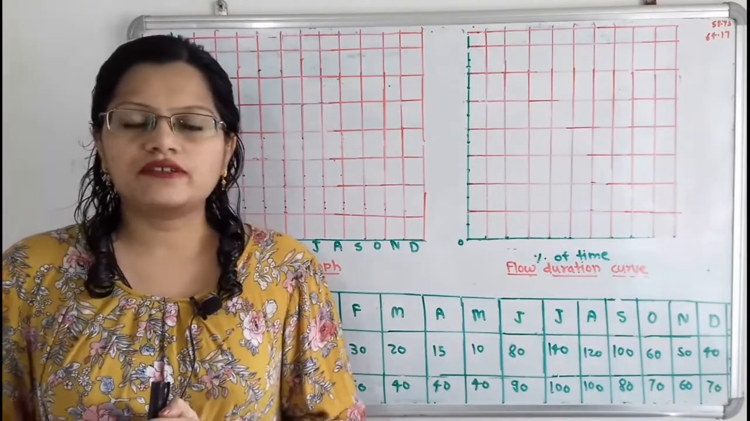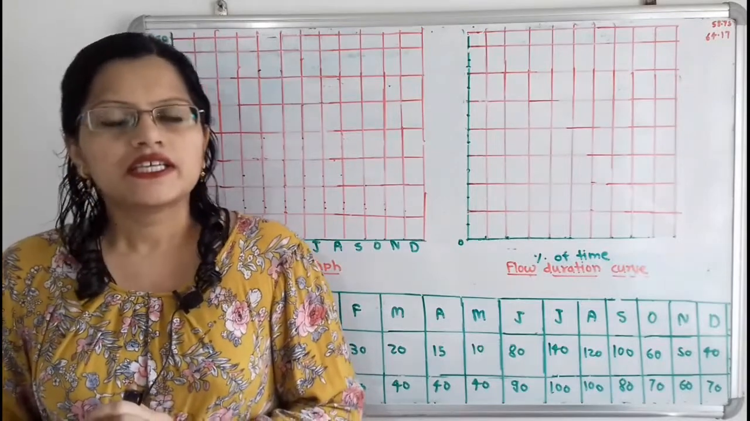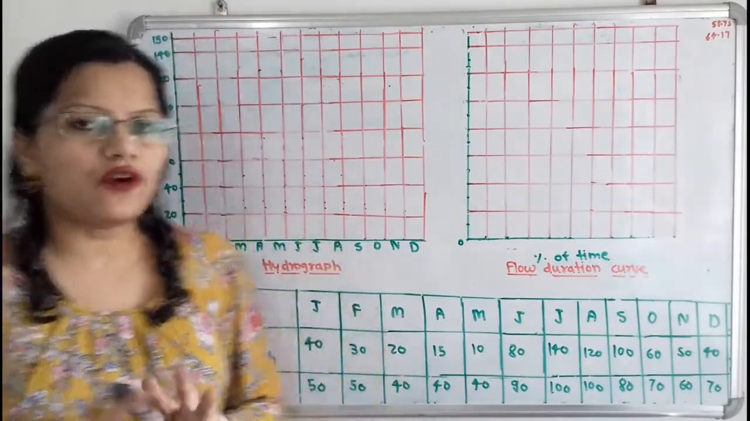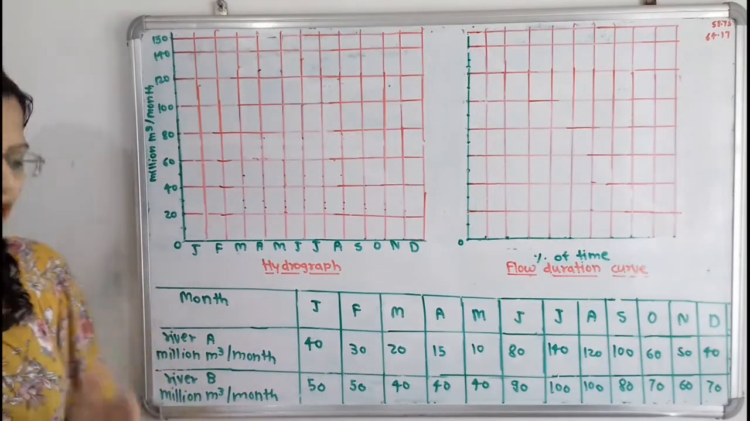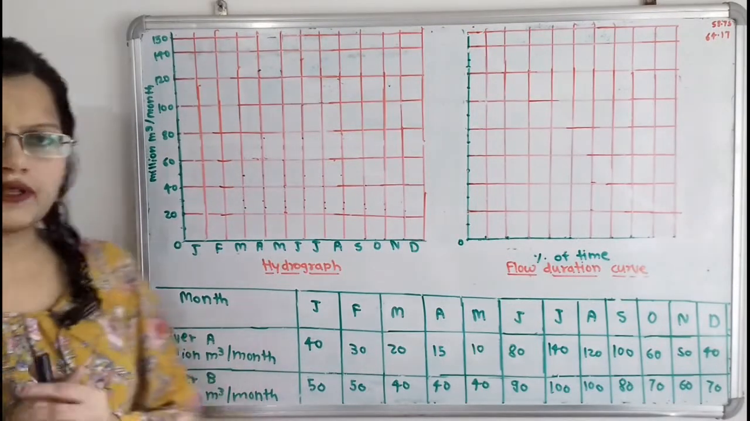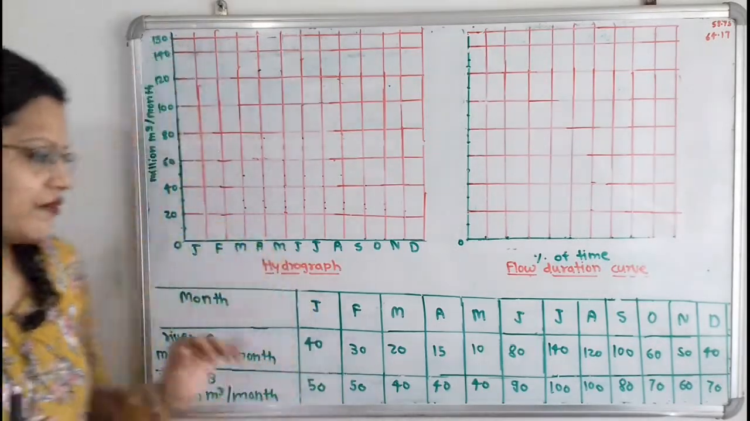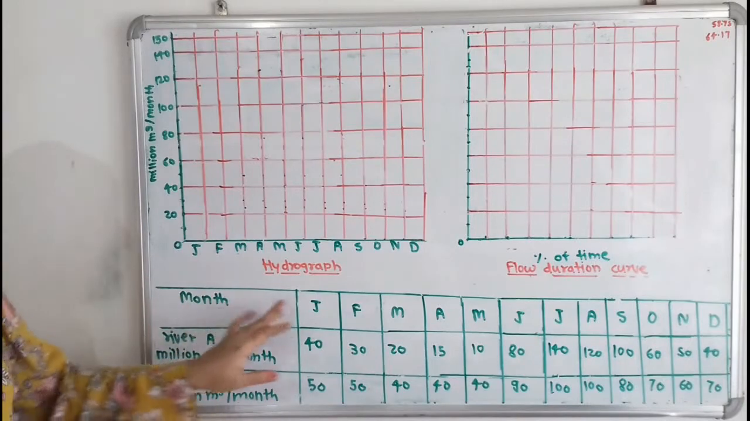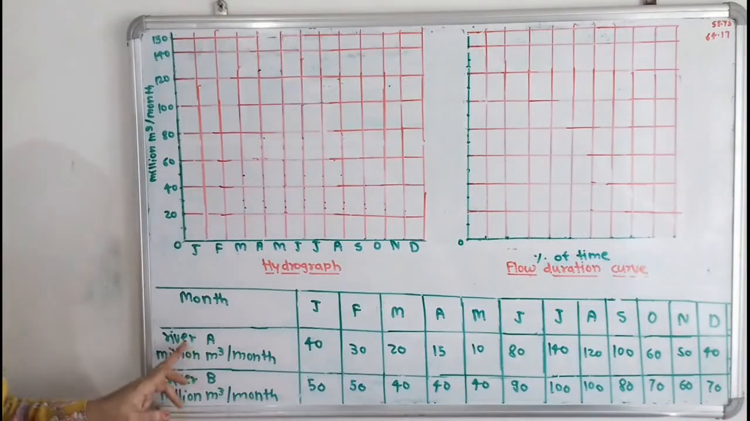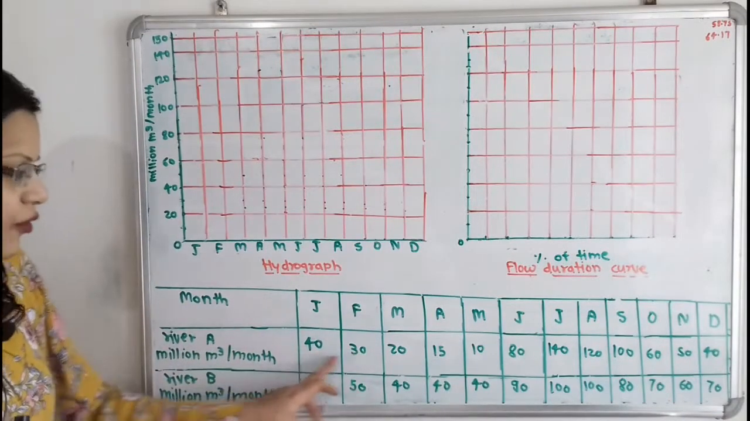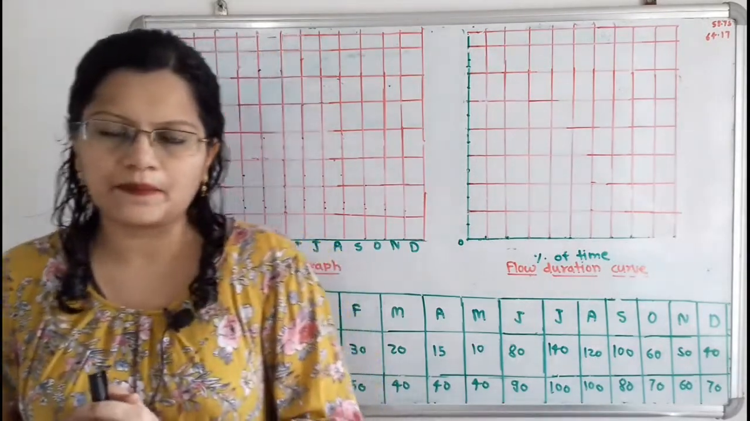Today we are going to solve a problem on hydroelectric power plant. In this video, the runoff data for two rivers, that is river A and river B, is given, and the unit is million meter cube per month for a period of 12 months. If we observe this table, the month starts from January and ends at December. Here is the runoff data for river A and this is the runoff data for river B.